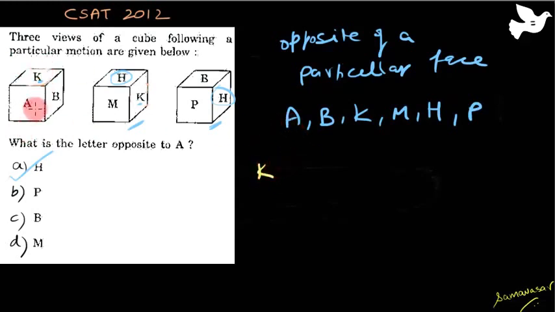A cannot be opposite to K because A is there in this view. Okay, it cannot be A. B cannot be opposite to K again because it's adjoining K from this view. Now we take this. Obviously K cannot be opposite to itself. From here I know that M cannot be opposite to K. Again it's visible to me with K. And H is not opposite to K because it's visible again in this view. So I've eliminated all choices. So what is opposite to K is simply P.